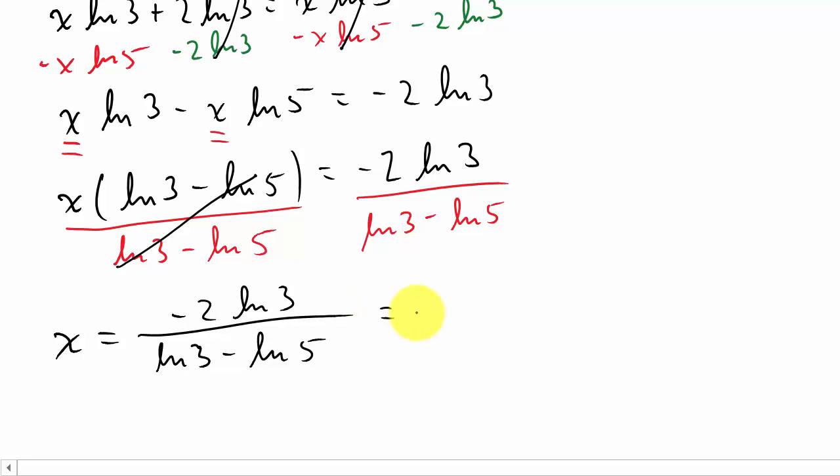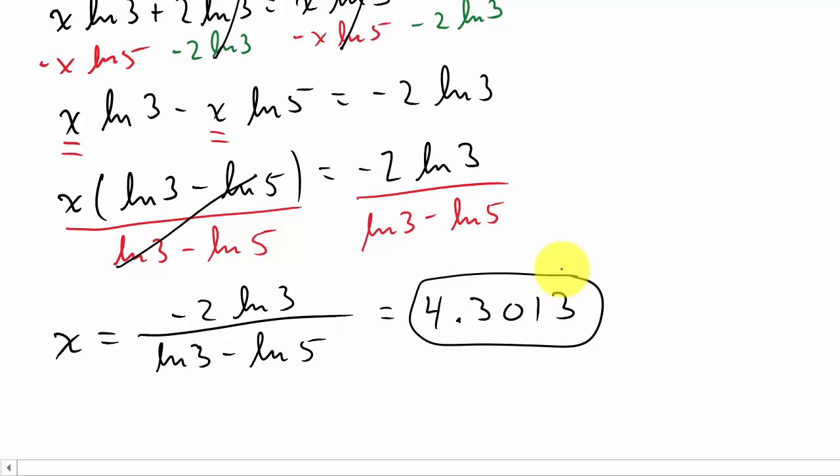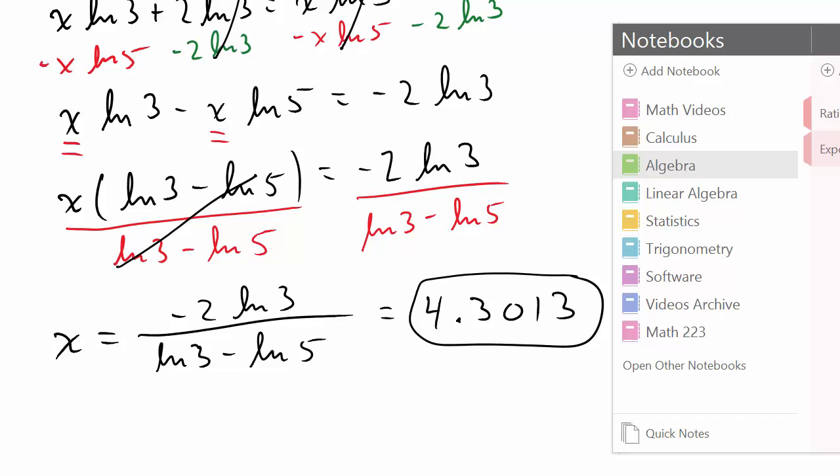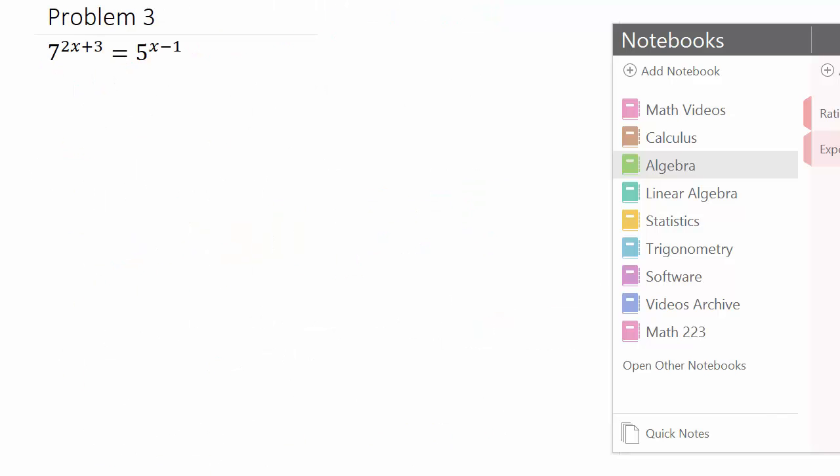And when you put this into your calculator, you should end up with 4.3013, rounded to 4 decimal places. Alright, so let's look at another one.